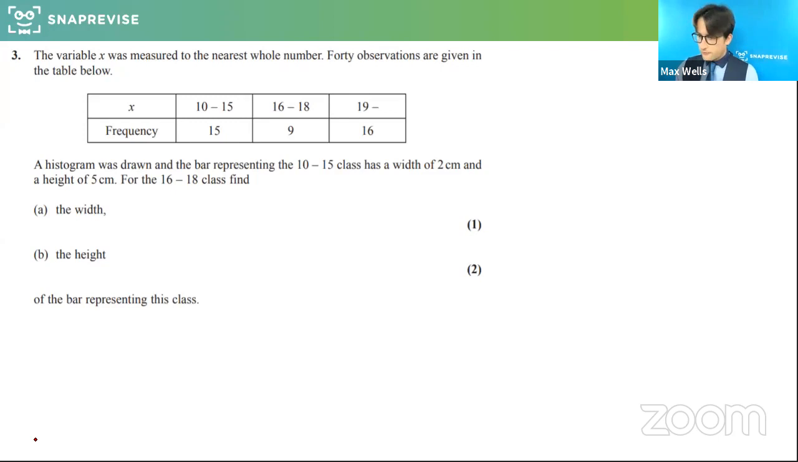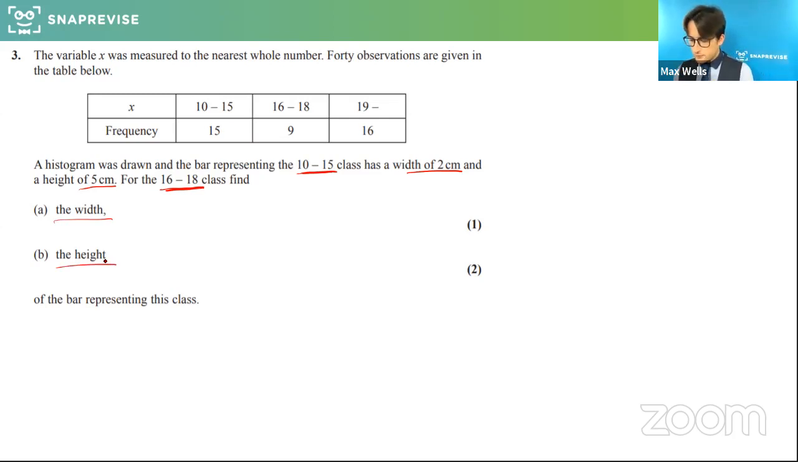So here, this one is very easy to confuse and overcomplicate. A histogram was drawn to represent this information, and it tells us that the 10 to 15 class has a width of 2 centimeters and a height of 5 centimeters. It asks us, for the 16 to 18 class, find the width and the height. I'm going to give you a minute or so to think about that.